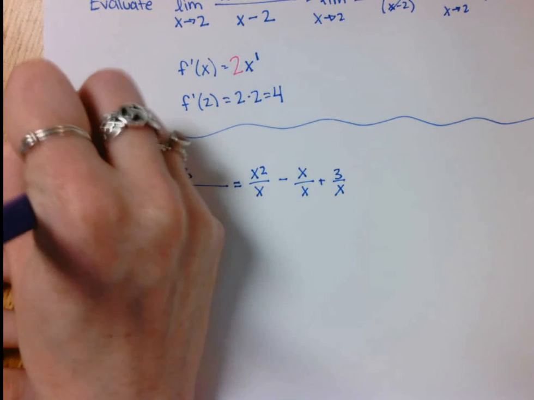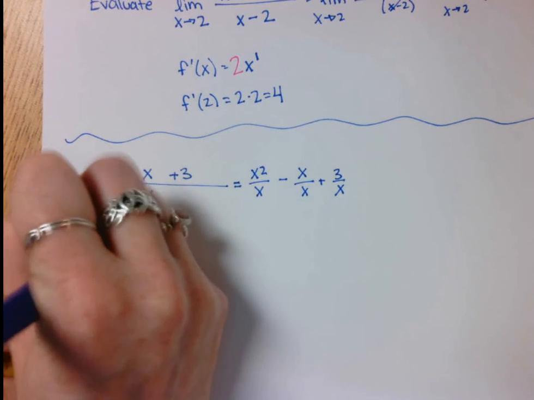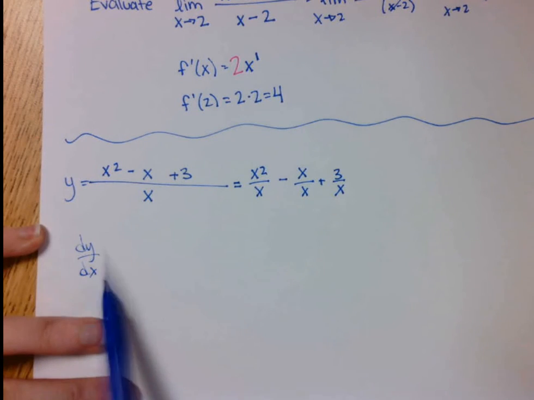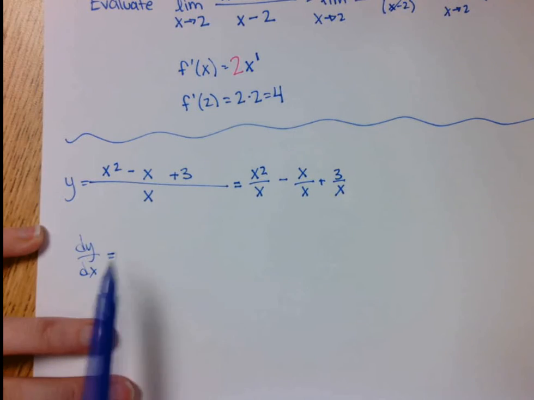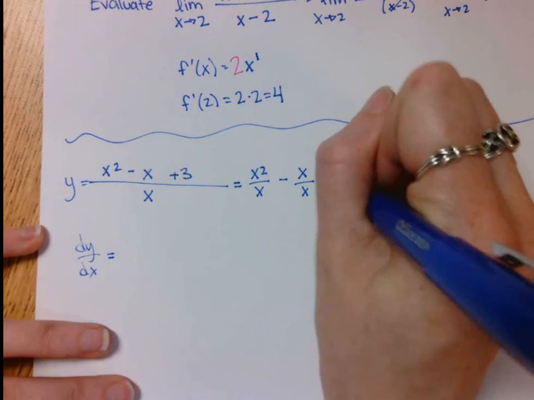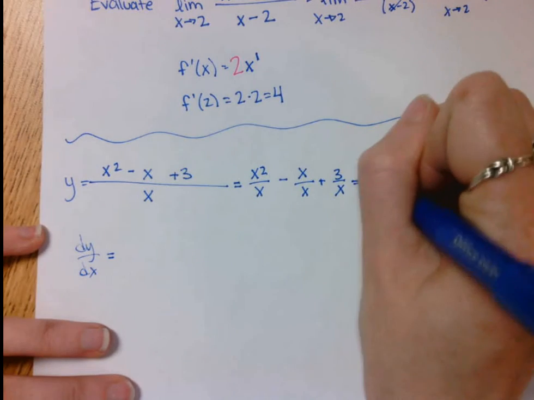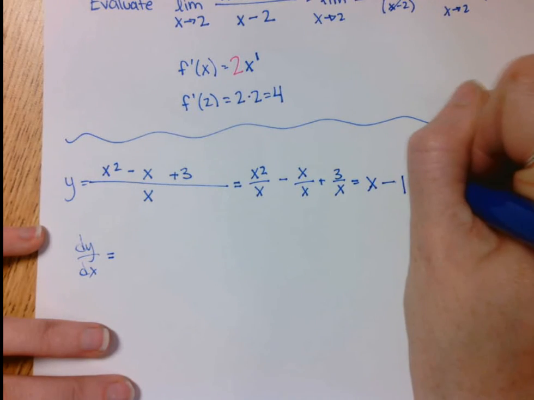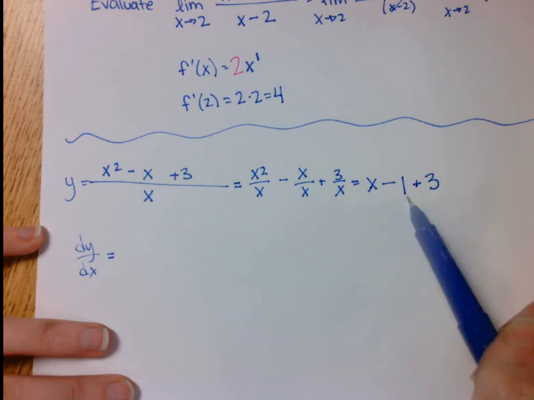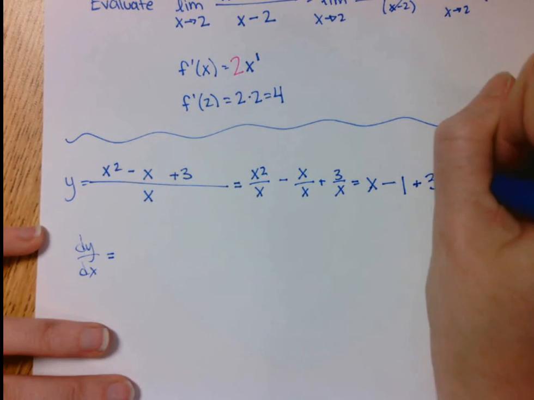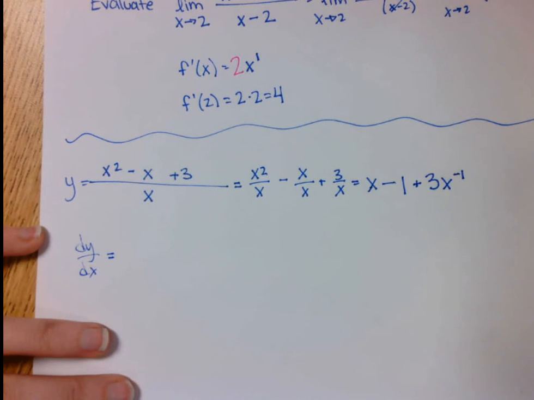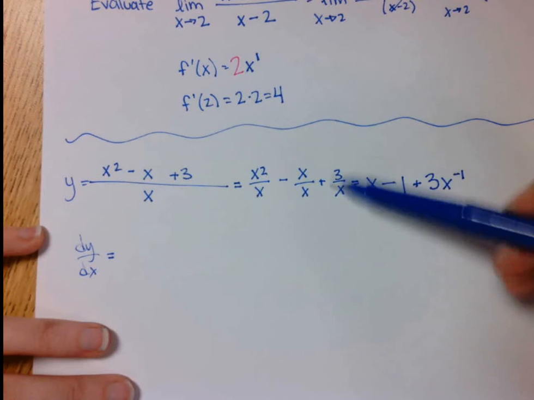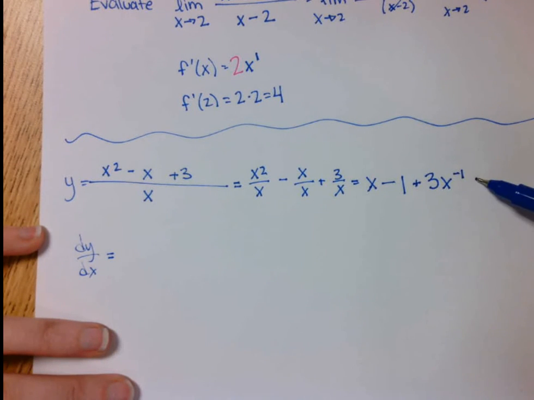So in this case, if I were to find my derivative, this was y, so dy dx in this case, that's our other derivative notation. That's going to be equal to, well, this simplifies to x over x, which is 1, minus 1, plus a 3 times an x to the negative 1. So this last term here became that negative 1 here. When it's on the top, it will stay on the top. If it were a number on the bottom, it would stay as a fraction.